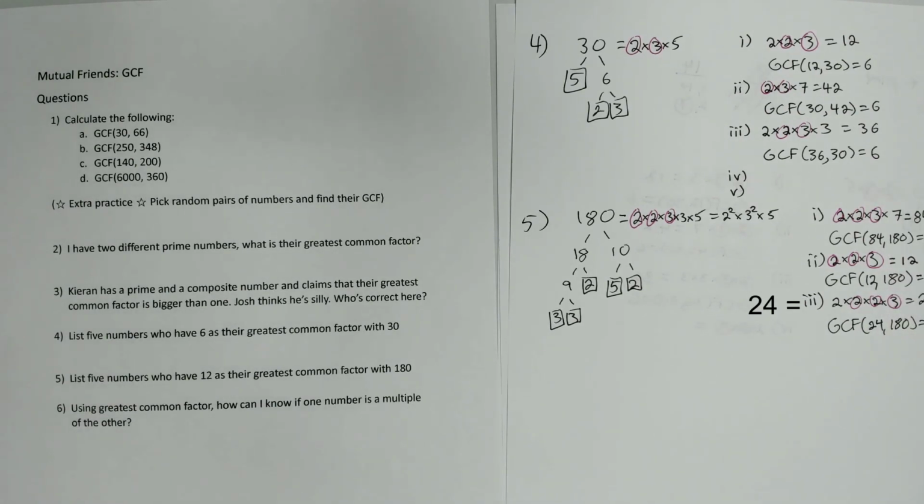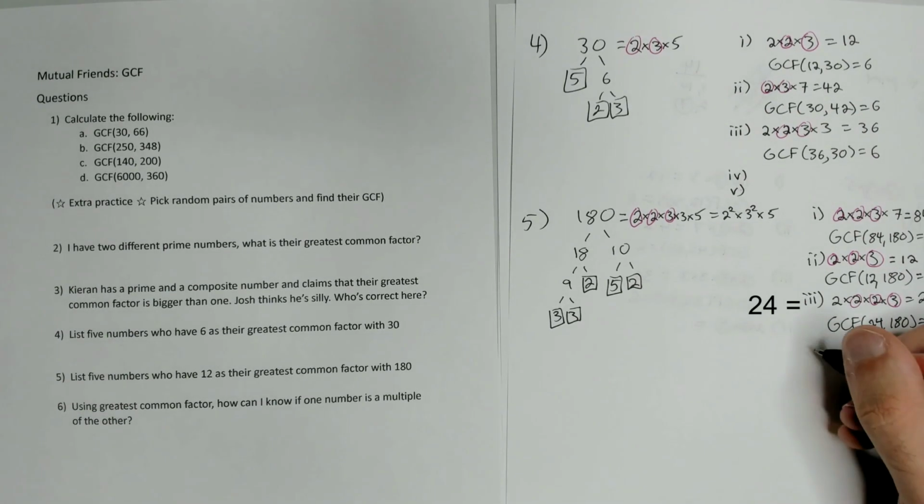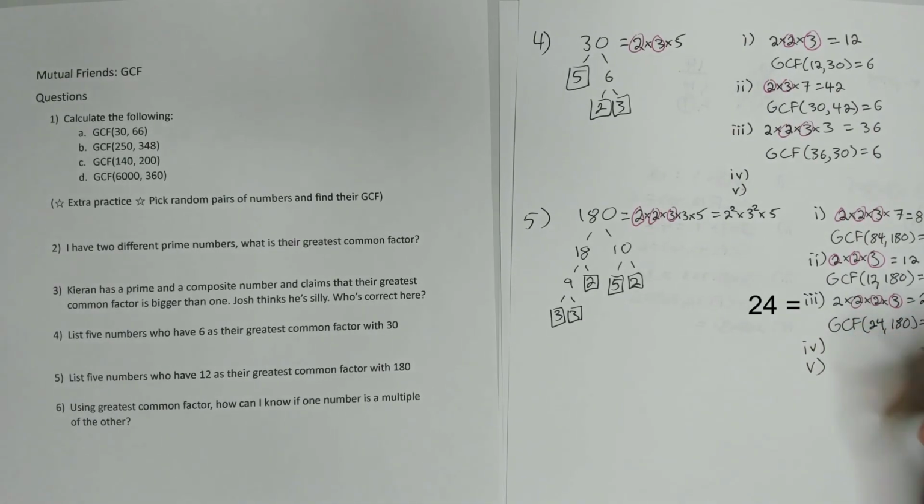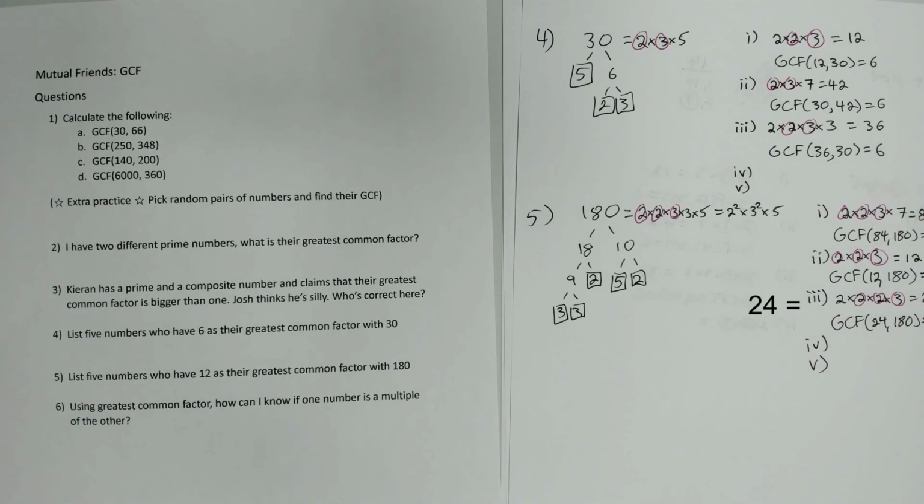So these are three numbers that we've constructed here that have the greatest common factor with 180 of 12. And we did it by using the prime factorization. And again, you can come up with 4 and 5 on your own.